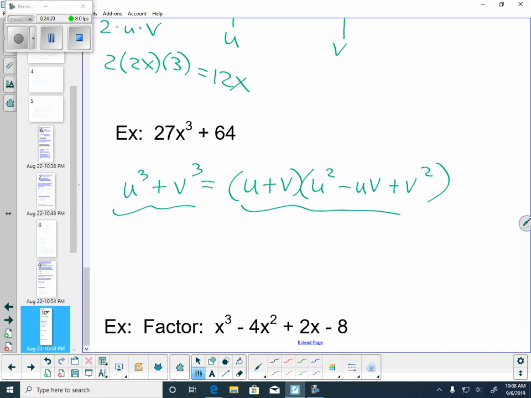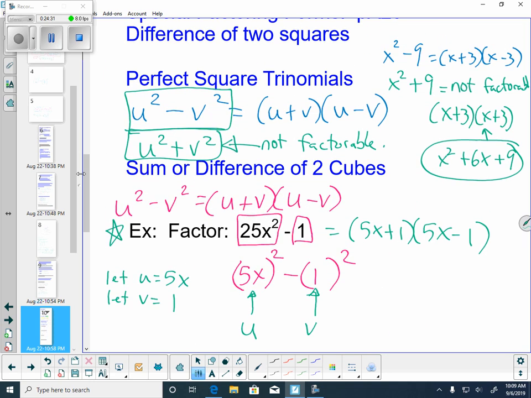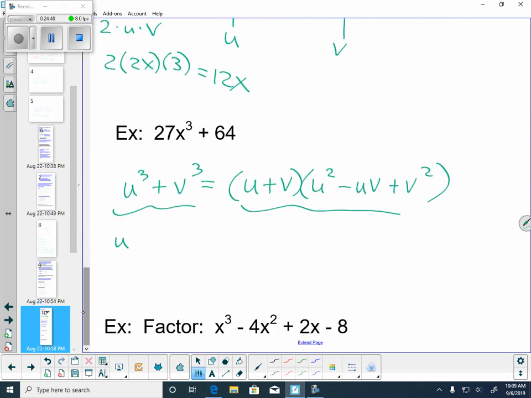All right, so that's the formula for the sum of 2 cubes. Remember, there was no formula for a sum of 2 squares, right? No such thing. But there is a formula for the difference of 2 squares, but no sum of 2 squares. But there is a formula for the sum of 2 cubes, and there's a formula for the difference of 2 cubes. Looks very similar. A couple sign changes.